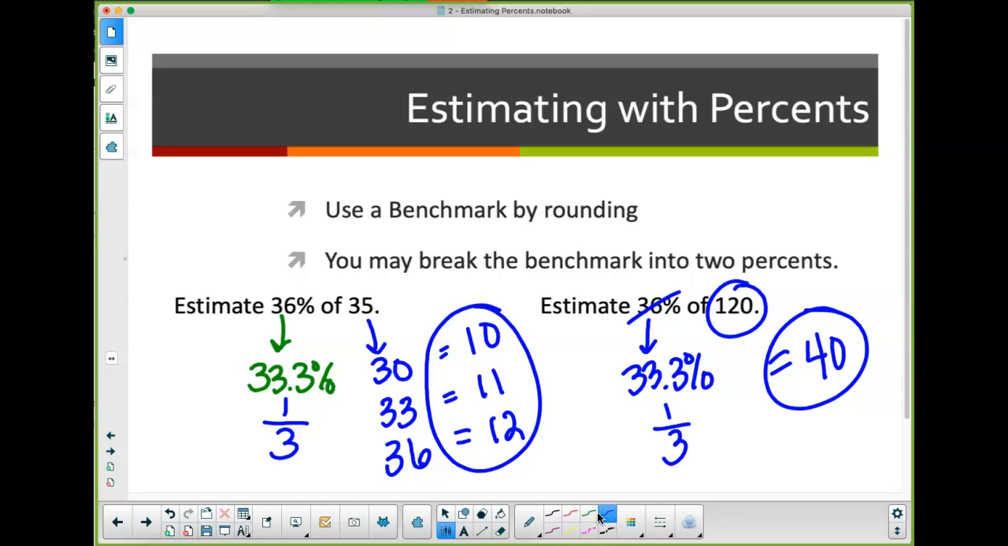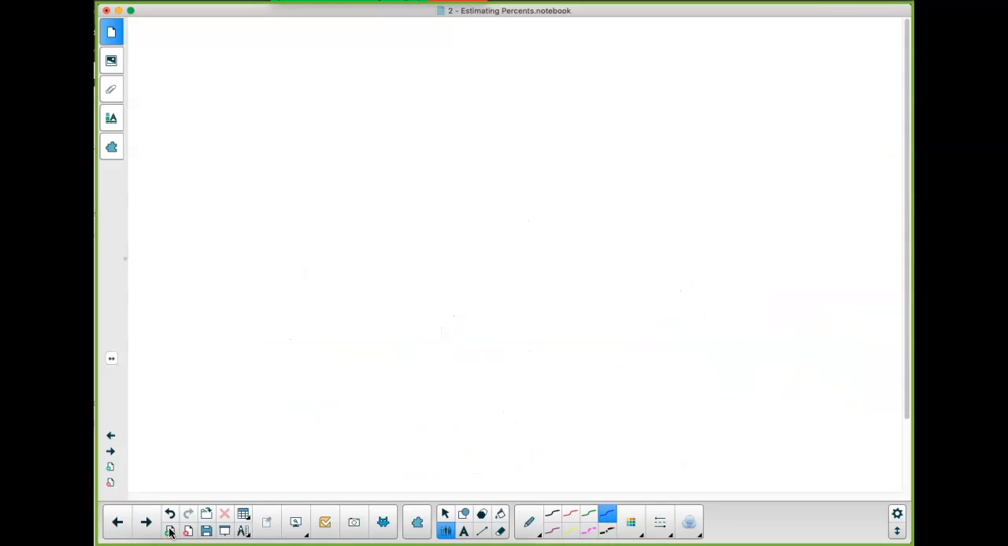Okay, so I'm going to give you a couple others. This isn't on your notes. I just want you to see if you can come up with an answer. What if I said 48% of 56? If I asked you to estimate 48% of 56, what would you estimate that to be? 48% is close to what?